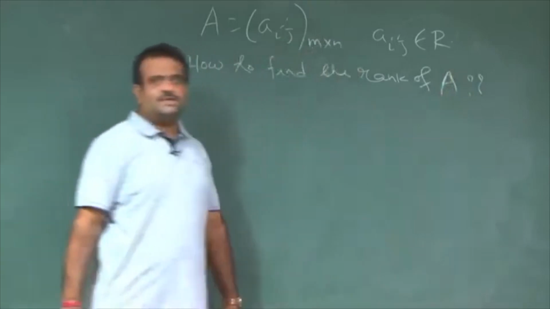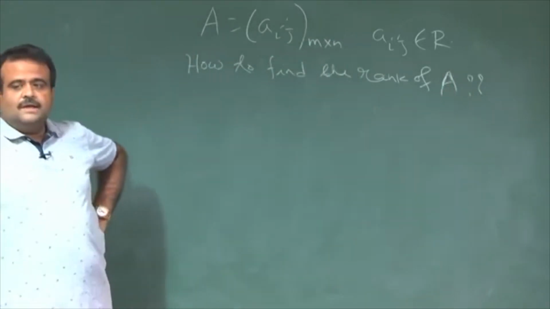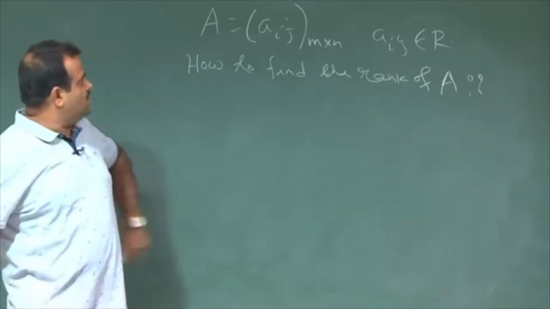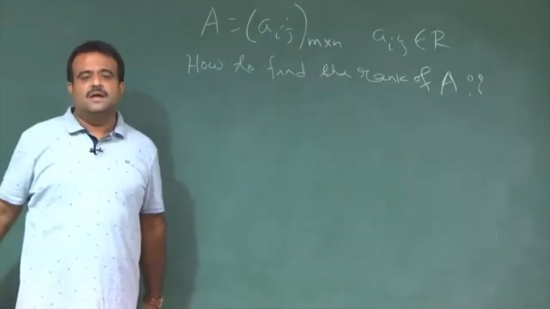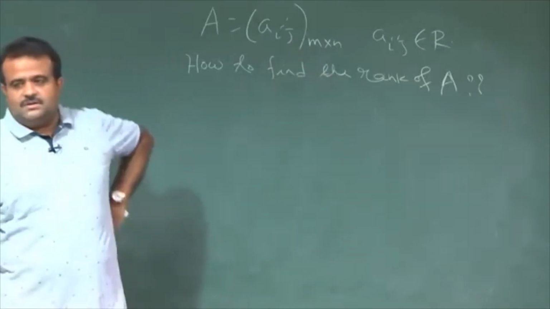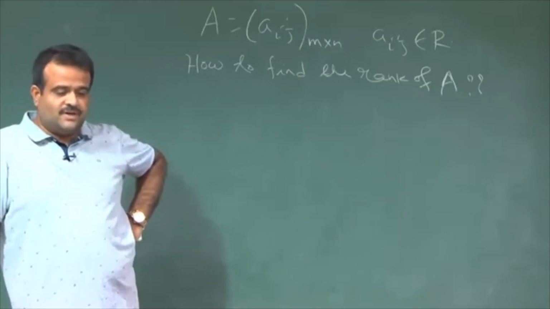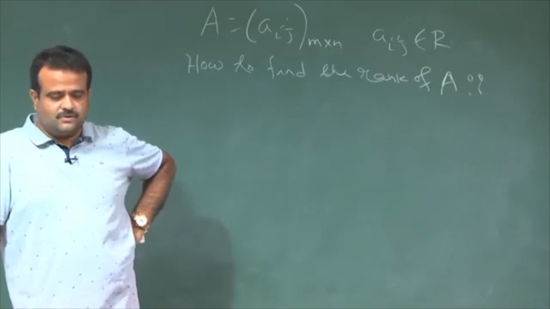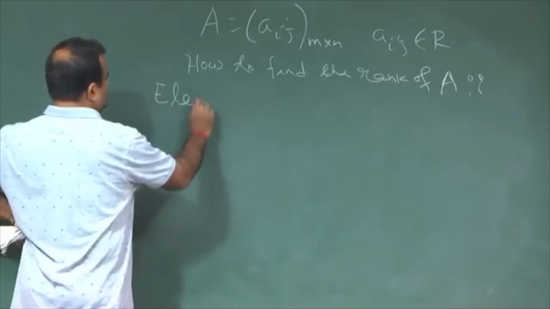One way to get the rank of A, as we have seen, is to check all possible minors. We start with the minimum order and check all possible minors, and once we get a non-zero minor of some order, that will be the rank of the matrix. But that is difficult for a large matrix. Okay. So, what is the solution? The solution is the elementary operation.